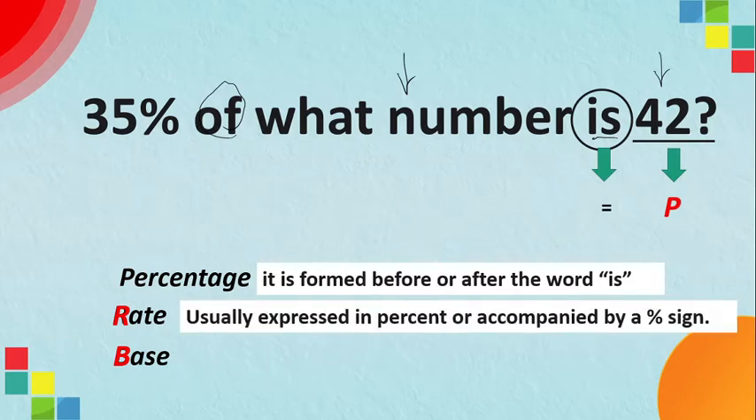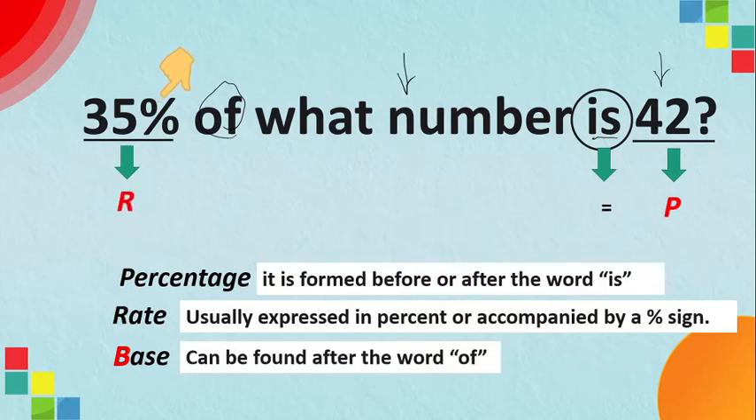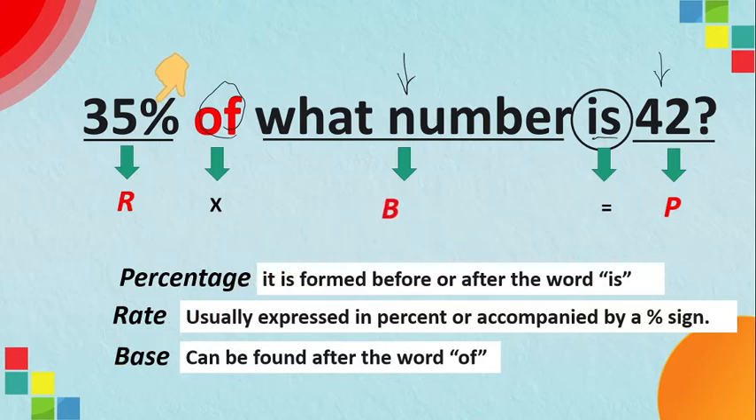Then rate is always accompanied by a percent sign. So 30% with a percent sign can be identified as the rate. Then base can be found after the word "of". So what number is found after the word "of"? And "of" can be written as a multiplication sign, and "what number" will be the element base. So that's how we identify percentage, rate, and base in a given word problem. Let's have another example.